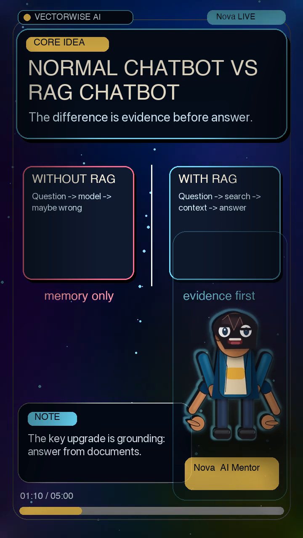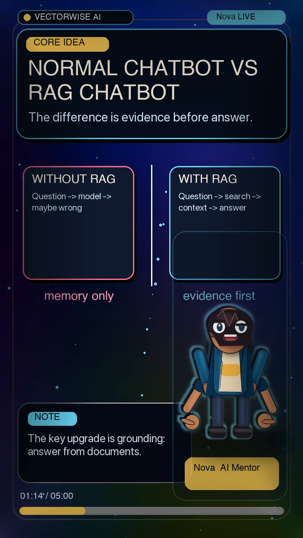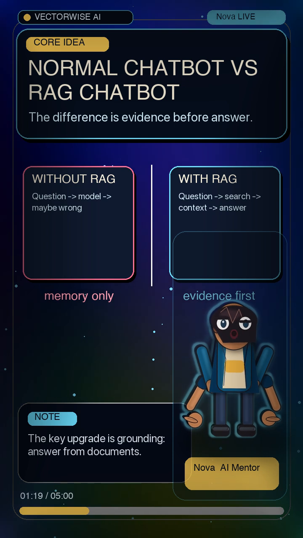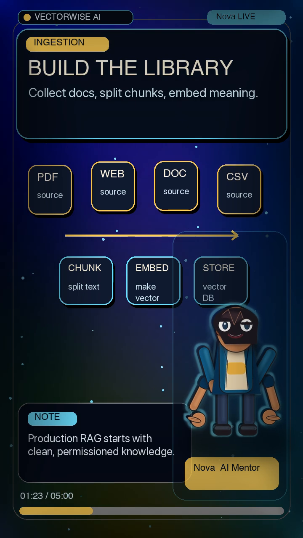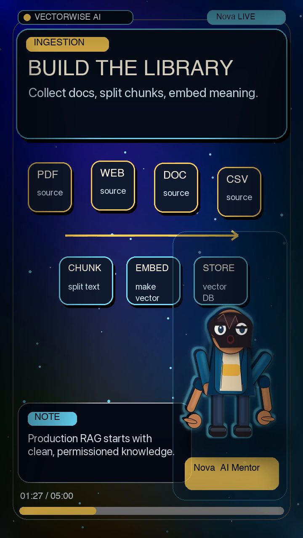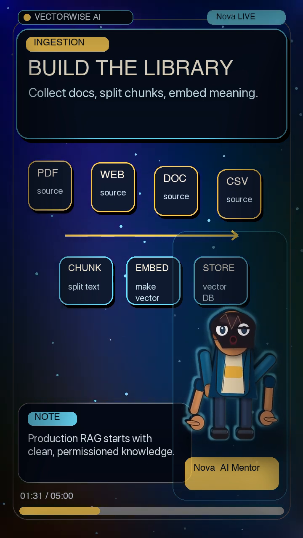Here is the pipeline. Step 1. Collect your knowledge. PDFs, web pages, docs, emails, tickets, product manuals, spreadsheets, anything the assistant should know. Step 2. Split it into chunks. A whole book is too big, so we cut it into useful pieces, often a few hundred words each.